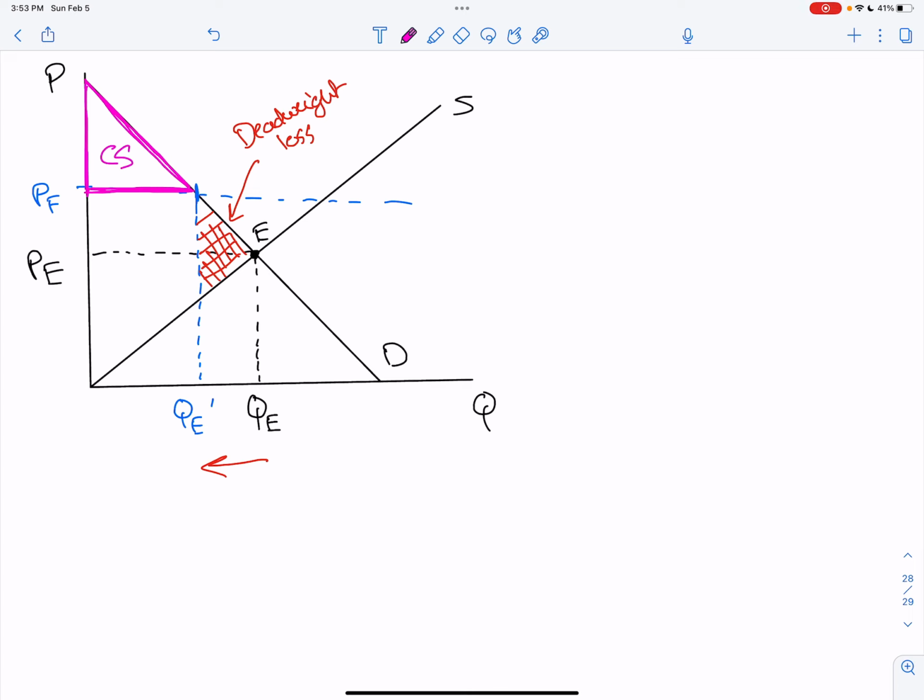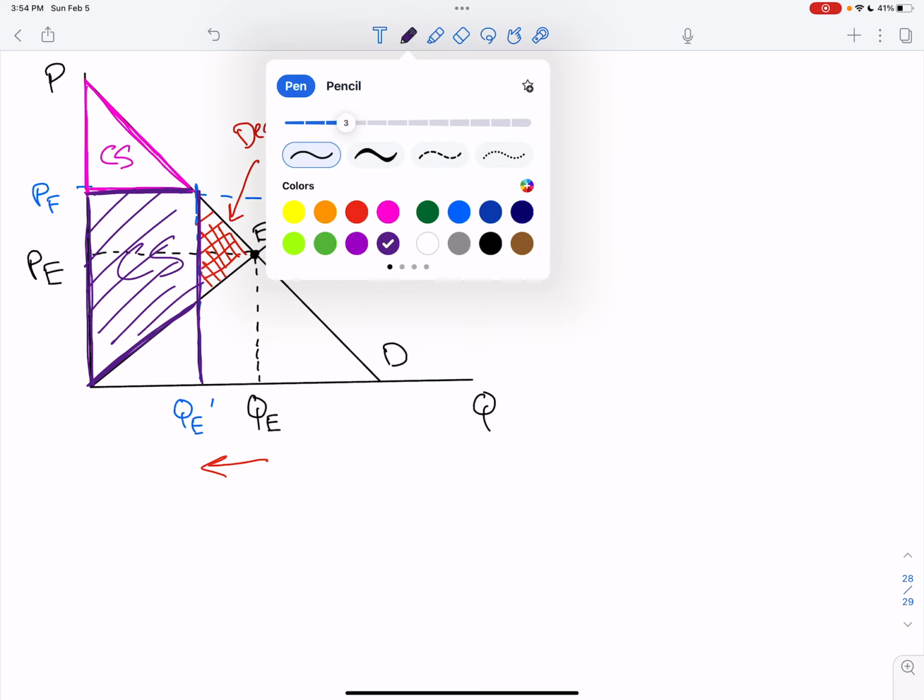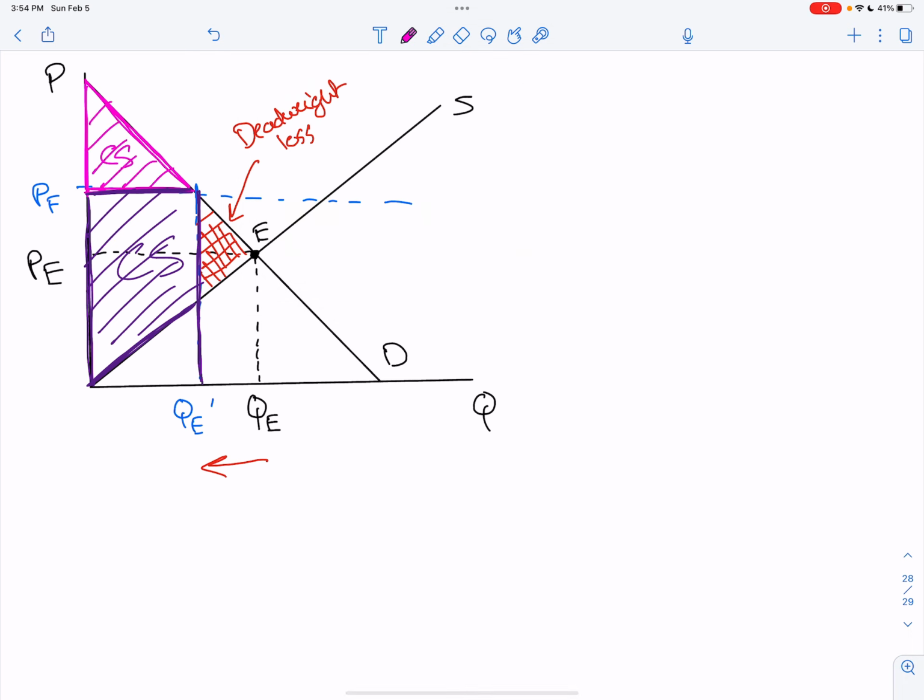What is our producer surplus? Our producer surplus is below the price line. So this is the price line. To the left, right, of our quantity exchanged, above the supply curve, and to the right of our axis here. So this here, this trapezoid, would be our producer surplus. That should say producer, P.